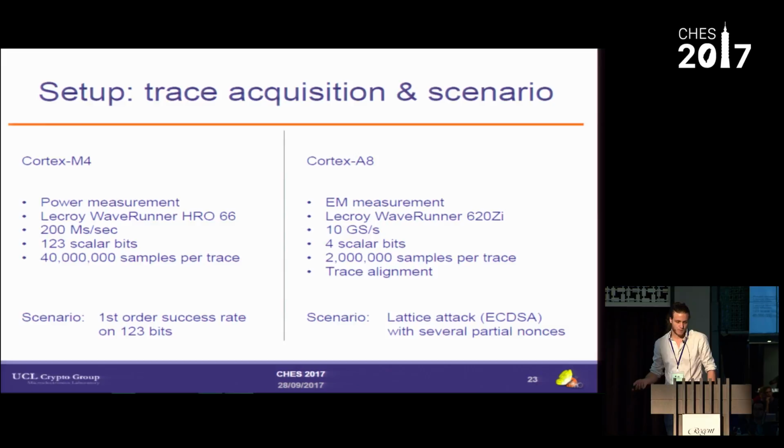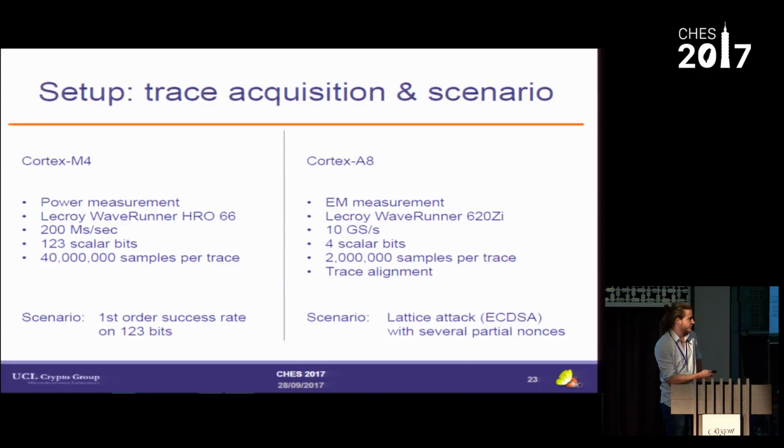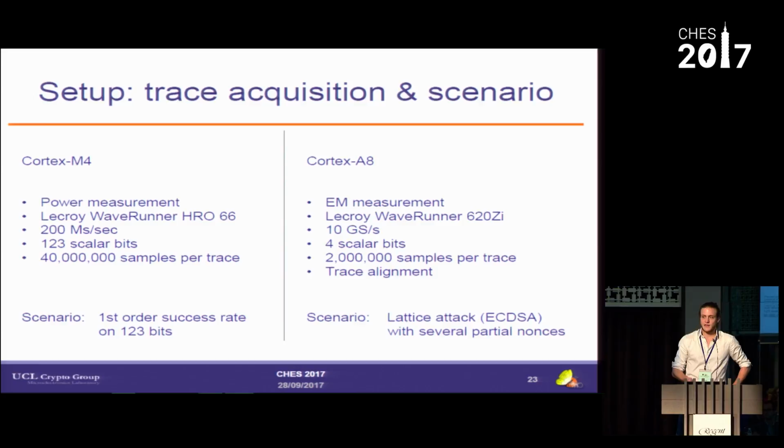For the A8, we take EM measurements, sampled at 10 giga samples per second. We only use the first four scalar bits. We have 2 million samples per trace, and we do some pre-processing such as trace alignment, which will not be shown in this presentation for time reasons, but there is more information on how we do it in the paper. And we'll consider that we'll be attacking ECDSA, and we'll do a lattice attack on it that we'll show later.